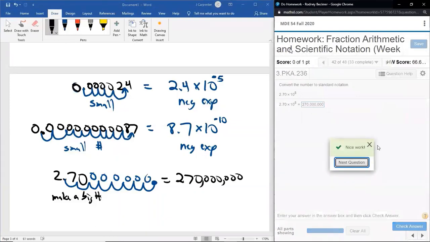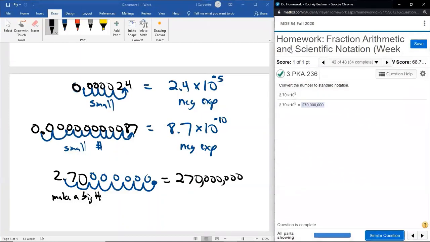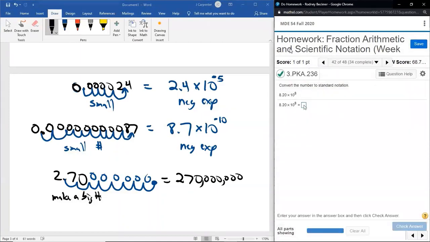Maybe you don't trust what I just said, so let's do a similar question. All right, 8.20, well, that's just going to be the same idea. 820, and then 1, 2, 3, 4, 5, 6 more zeros. And it took it without the commas as well.